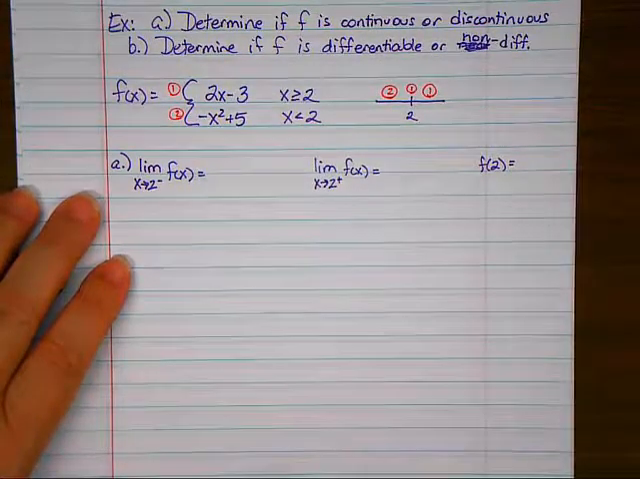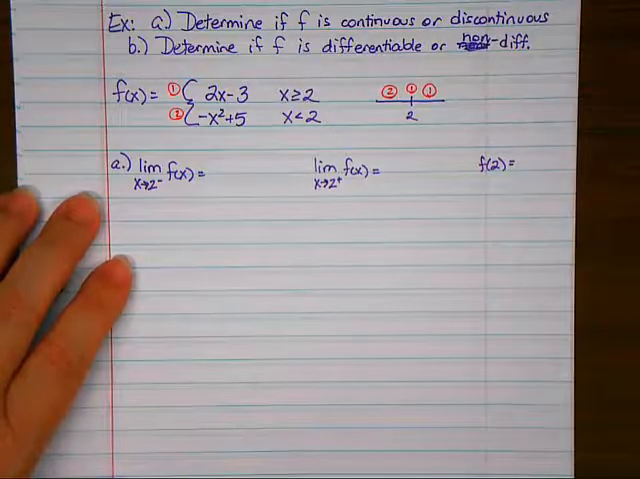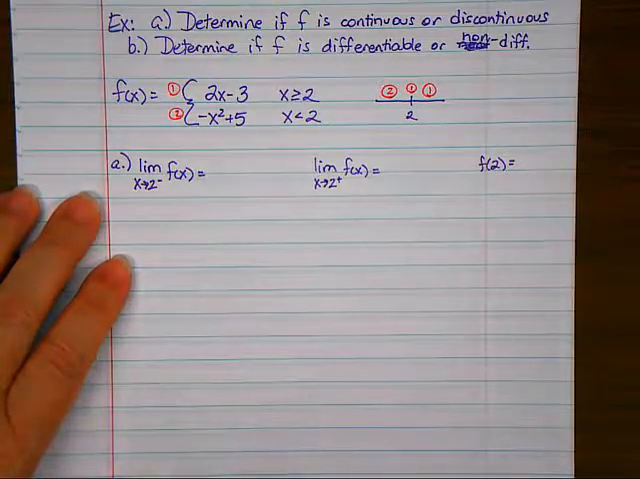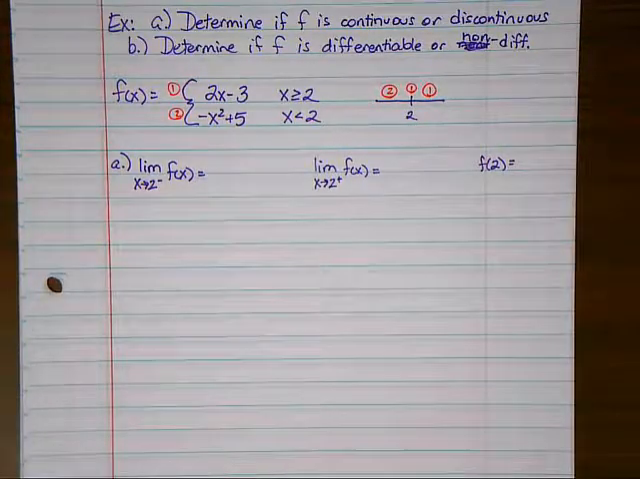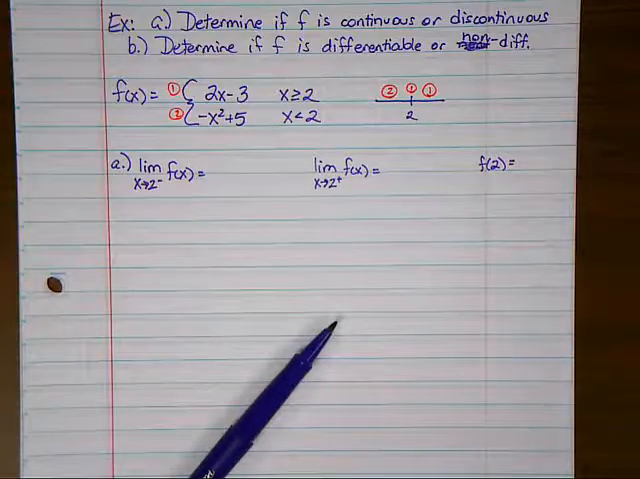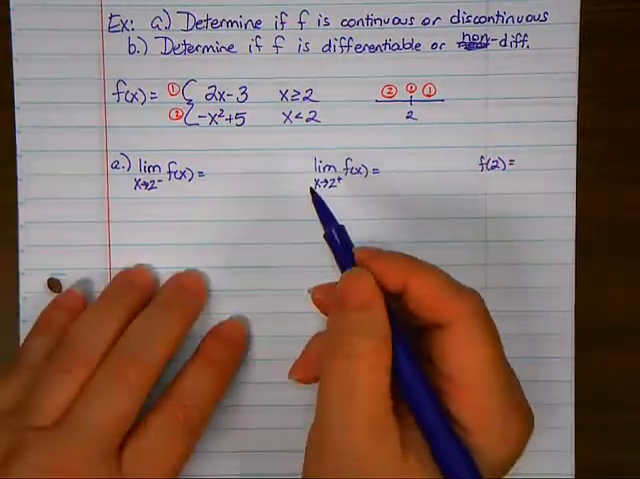Okay. Since you just did this on a test, I'm going to give you about 45 seconds to work with your table and do this right now. Tell me what the left-hand limit, the right-hand limit, and f of 2 are. You may talk to each other. Okay, time's up. All right.